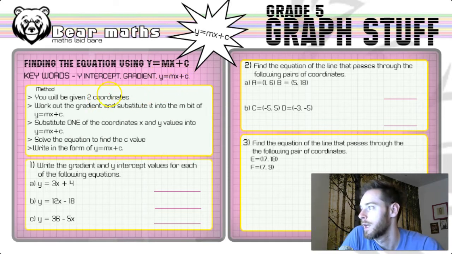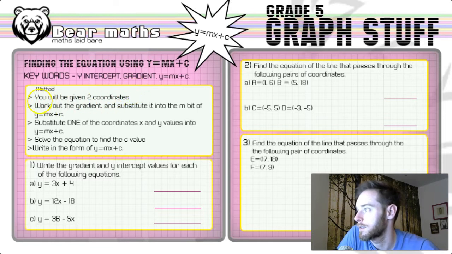A linear graph. Now, the method states you'll be given two coordinates. We work out the gradient and substitute it into the m bit of y equals mx plus c. Substitute one of the coordinates, the x and y values, into y equals mx plus c. So you put the x in, the y in, and the m in. You'll be left with just the plus c bit that you don't know the value for. Solve the equation to find the value of c, and then write it in the form y equals mx plus c. So you'll have y equals something x plus or minus something, and that is your answer.